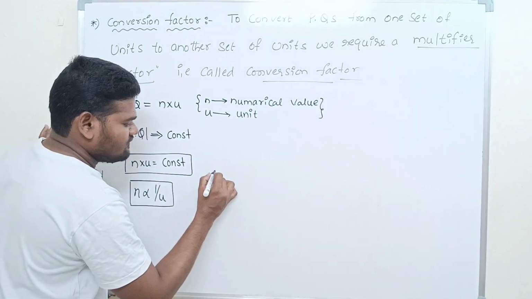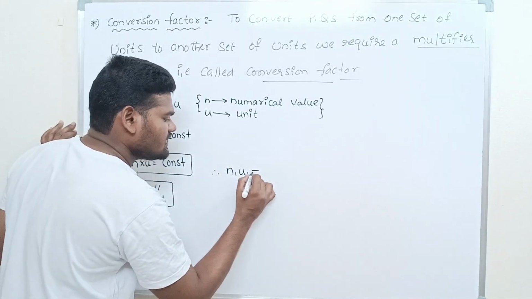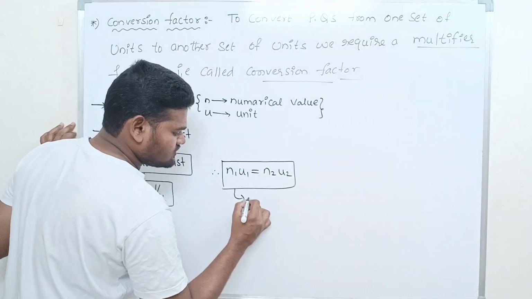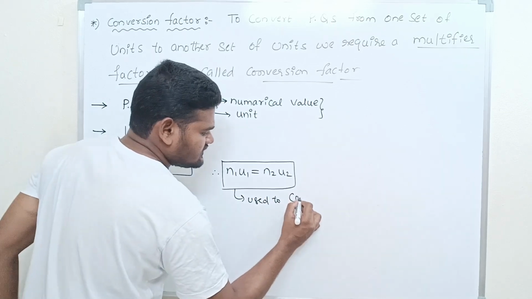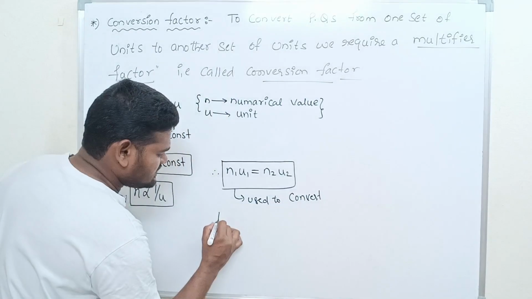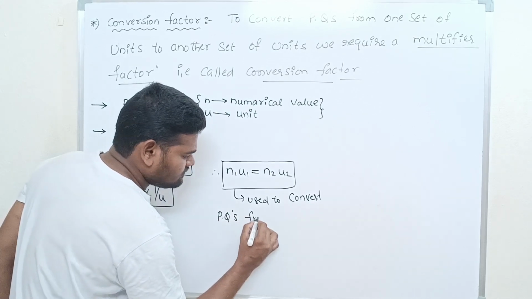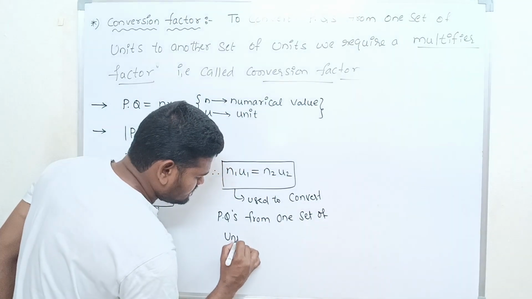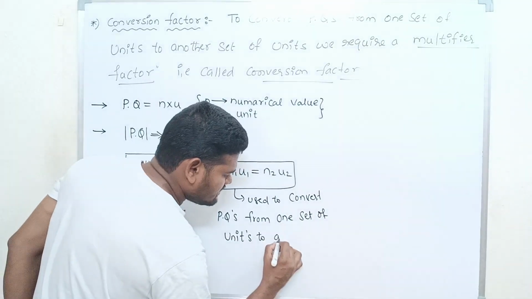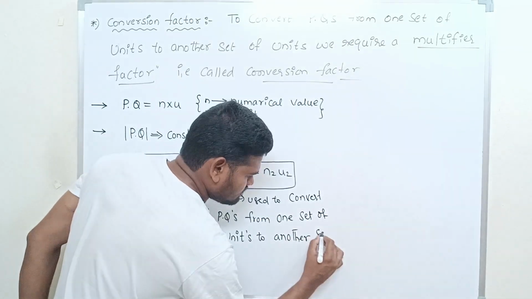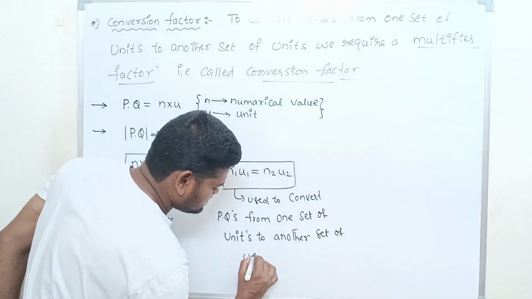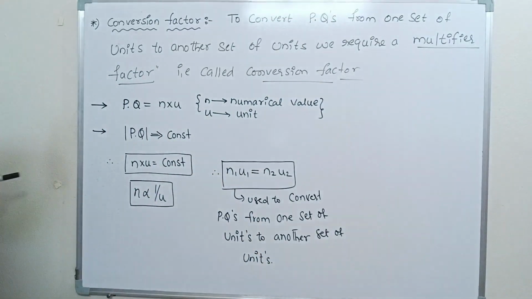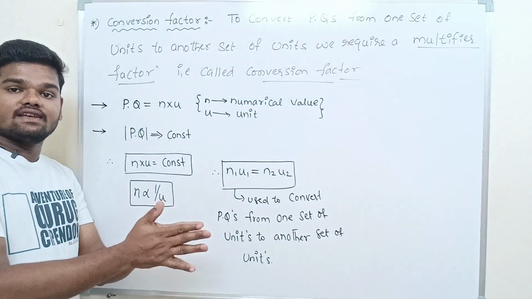Therefore, we can write this formula as n1 u1 is equal to n2 u2, and this formula can be used to convert physical quantities from one set of units to another set of units.